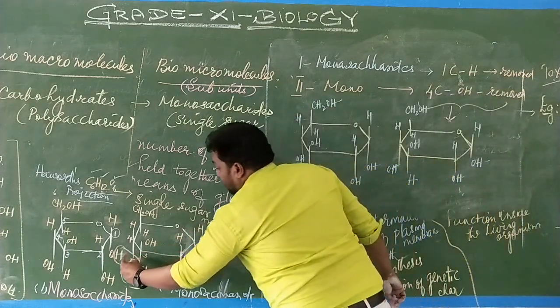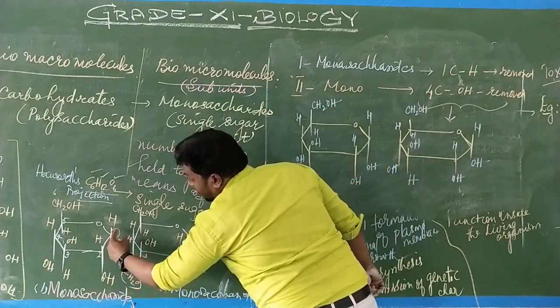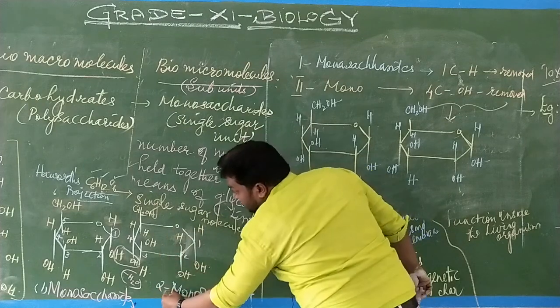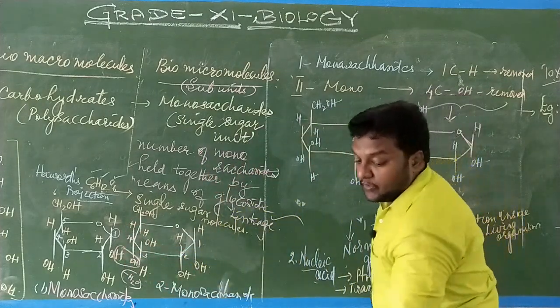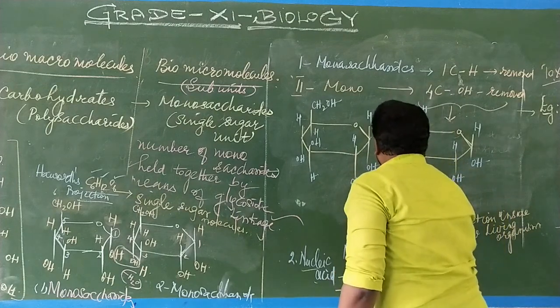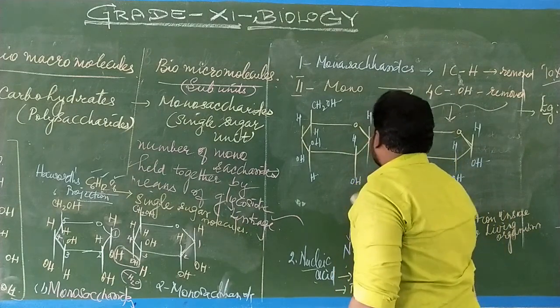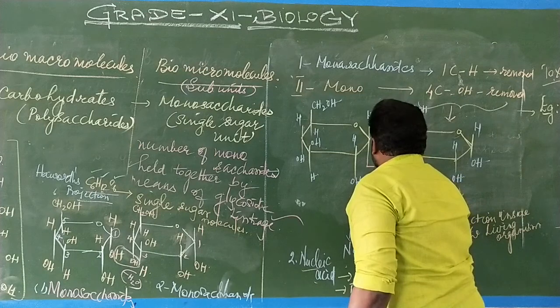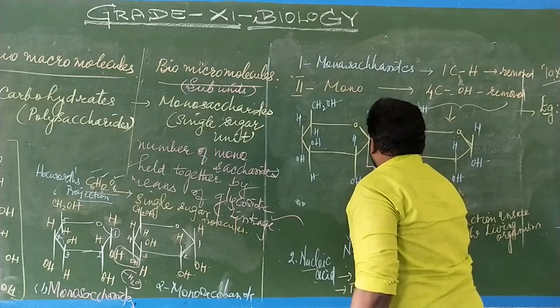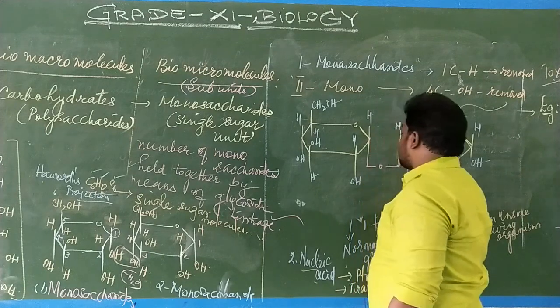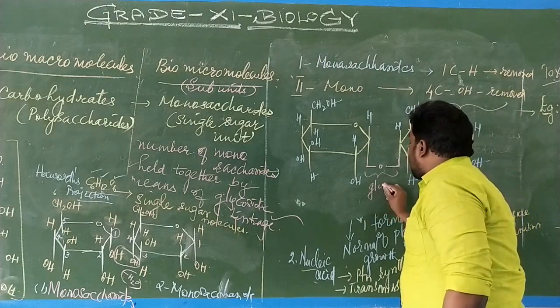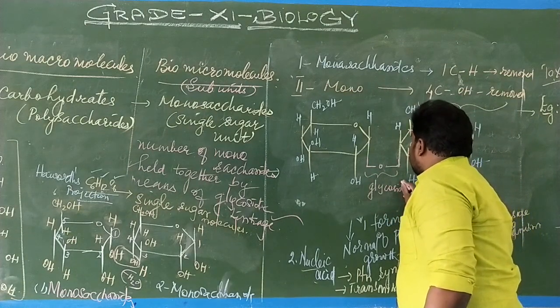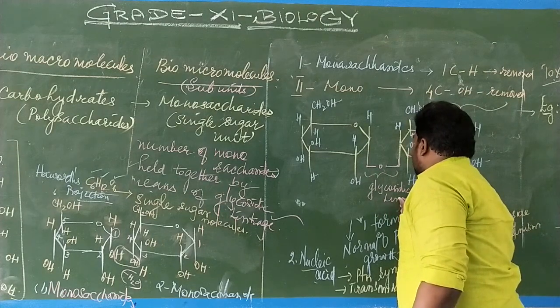So now what happens? In the structure, the hydrogen from the first carbon of the first monosaccharide and the OH from the fourth carbon of the second monosaccharide are getting removed. As a result, it gave rise to the formation of a linking with this oxygen. This linking is called a glycosidic linkage. Just remember this: glycosidic linkage.